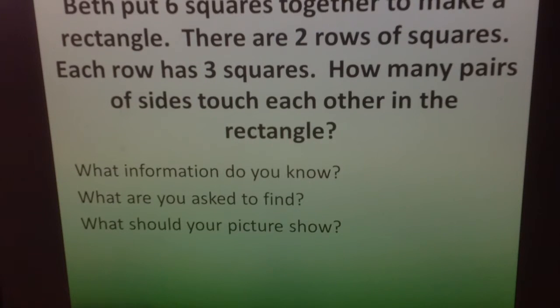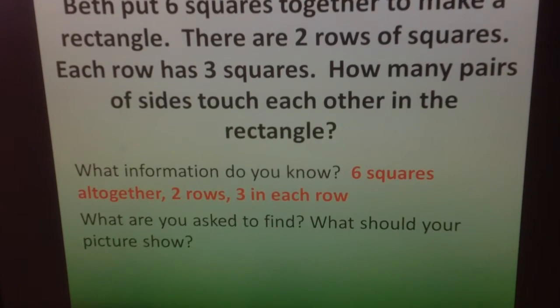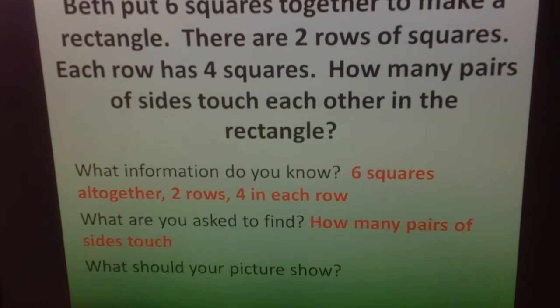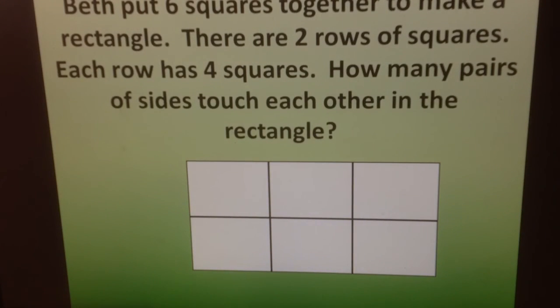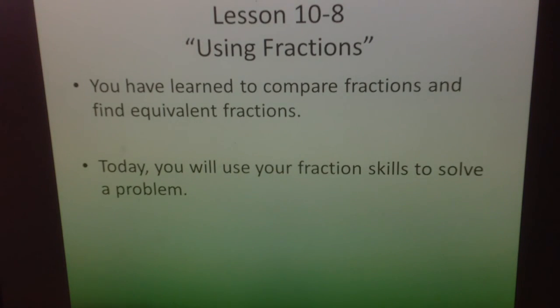You know that there are 6 squares altogether, 2 rows, 3 squares in each row. So hopefully you're picturing that in your mind. Next, what are you asked to find? You're asked to find how many pairs of sides touch each other. What should your picture show? Well, it should show 6 squares altogether in 2 rows with 3 in each row. Something like that, and then you can just count the sides that touch. And that was it for today.